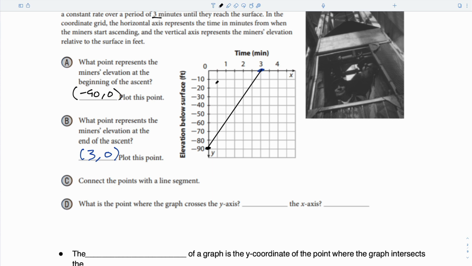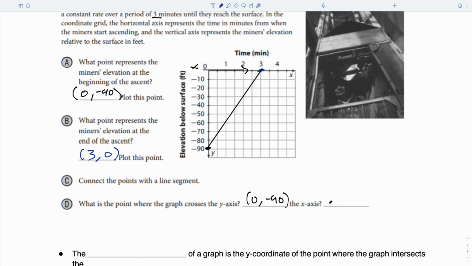It's 90, 0. It is not correct. It's 0, 90. Yeah. Sure. 0, negative 90. There's your 2 points. Connect the dots, and you just made a graph based on 2 points that you were given. What's the point where the graph crosses the y-axis? Well, it crosses y at 0, negative 90. It crosses x, the horizontal one, going this direction, at 3, 0.